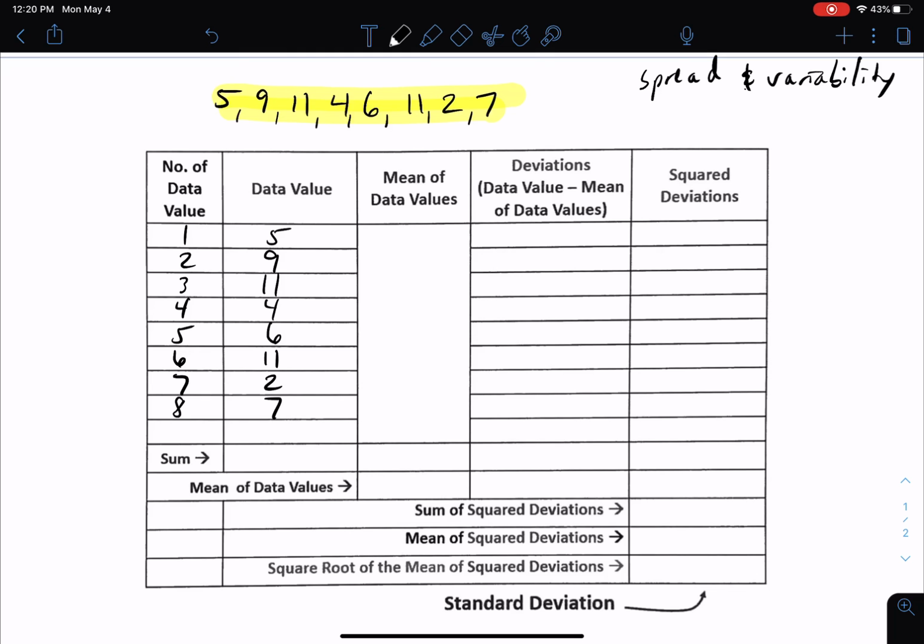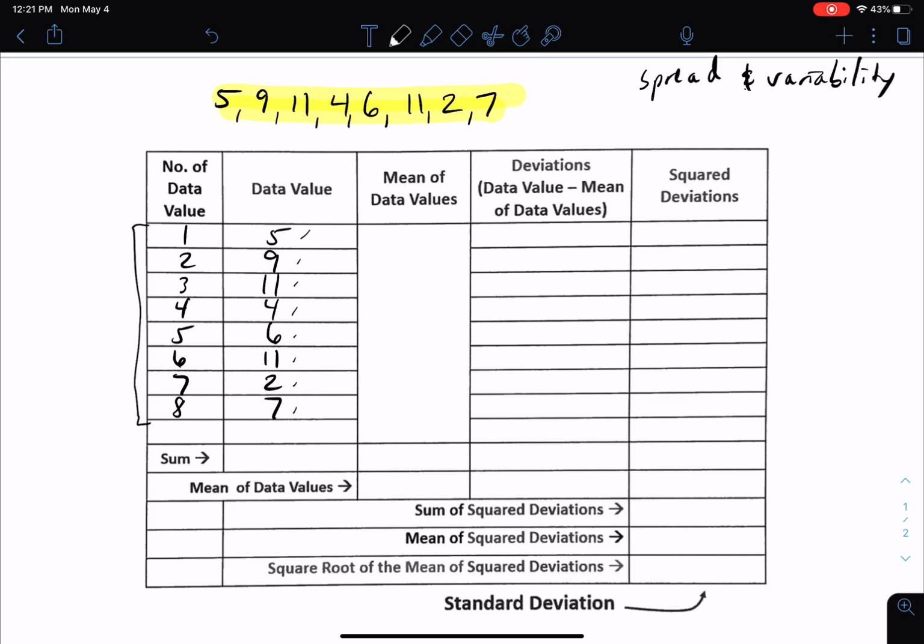Okay, so first thing, you do not need to put them in order. You can if you want, but for standard deviation, you don't have to. So the first thing you're going to do is I have 8 numbers. So 8 numbers here. Okay, what are those numbers? Well, the first one is 5, 9, 11, 4, 6, 11, 2, 7. You list them all there.